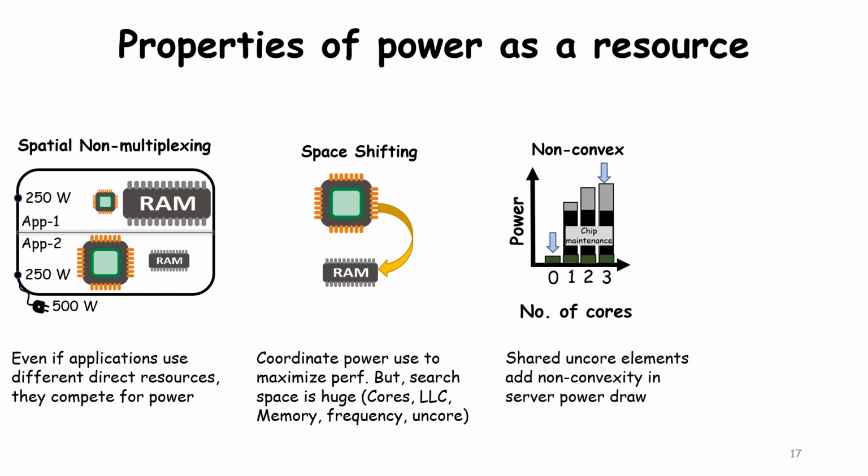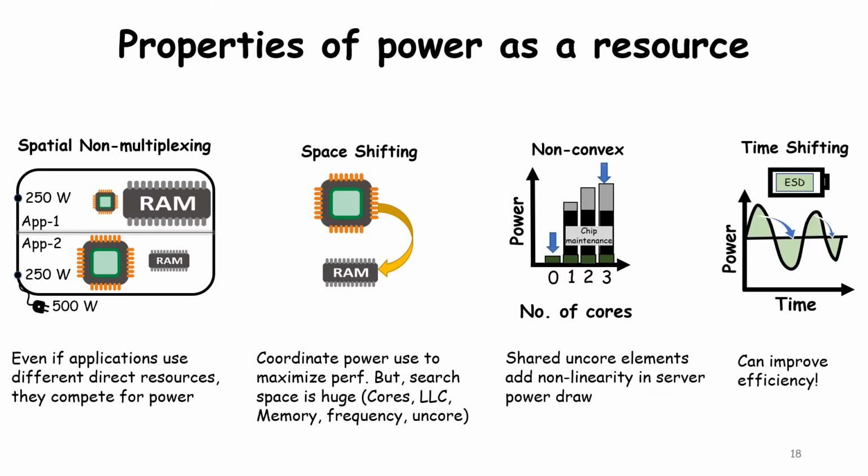The next property is non-convexity. The relationship between usage of other resources and power can be non-convex. That is, the incremental use of server cores does not translate linearly to the corresponding incremental power draw. As we will show later, this trend leads to poor use of power and leads to energy disproportionality under stringent power limits.